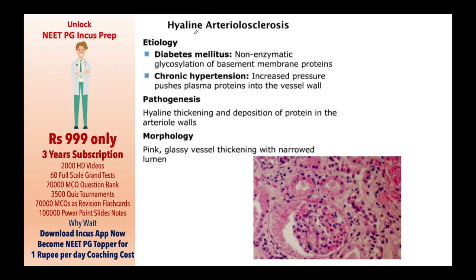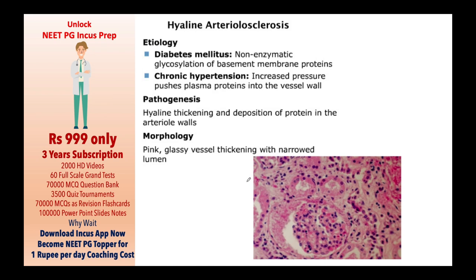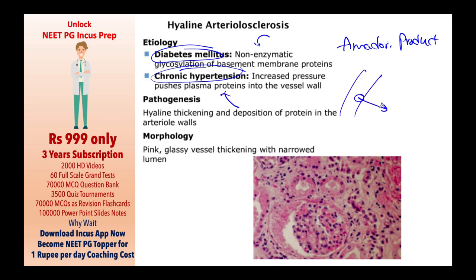Now, hyaline arteriosclerosis, hyperplastic arteriosclerosis, you should know 2 to 3 points, sure shot to come. When you see hyaline arteriosclerosis in diabetes, because there is a non-enzymatic glycosylation of the basement membrane proteins, they are called Amadori products. In chronic hypertension, the increased pressure pushes the plasma proteins to seep out of the vessel wall, which leads to hyaline arteriosclerosis.